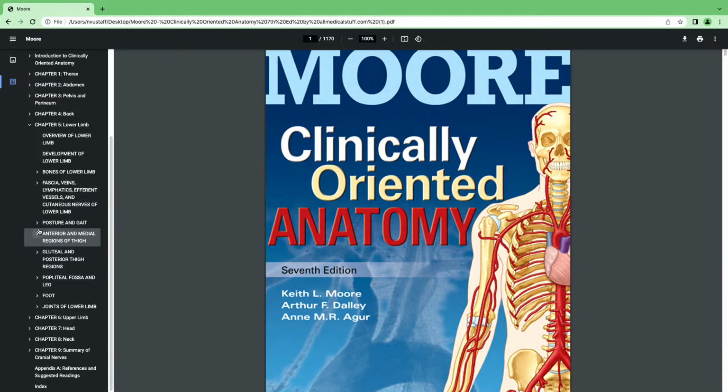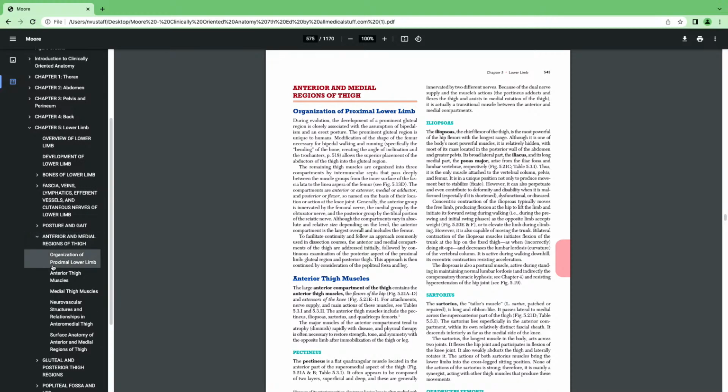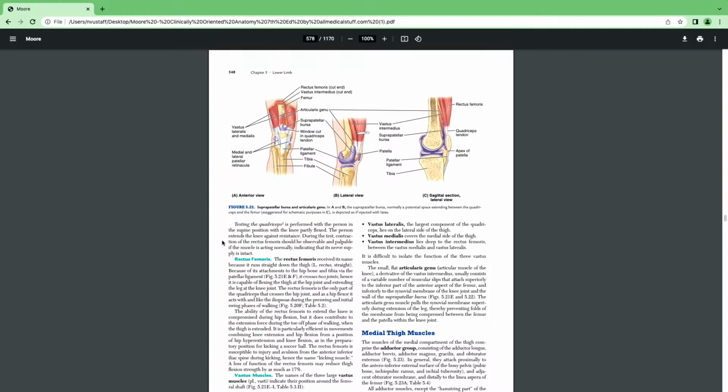Okay, so we started to talk, if you remember, about the anterior and the medial regions of the thigh, and I just talked about the anterior one in our previous lecture, and now I will continue with a portion of the medial region of the thigh. And what are these particular muscles? We can simply find here.